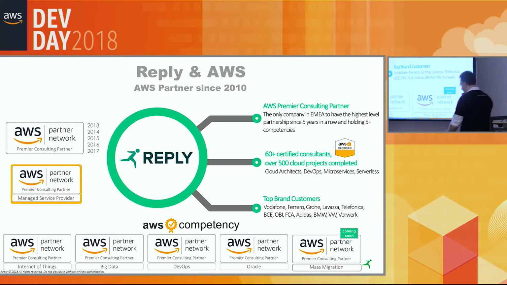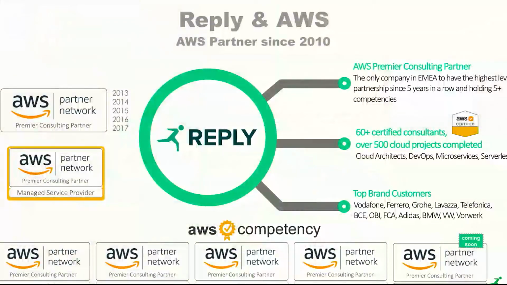And normally Reply works with corporations, with worldwide companies. You can see a few names there that you can recognize, worldwide brands, very present also on the German market, starting from the telco, Vodafone, Telefonica, but also the industries, the automotive, so all the automotive, BMW, Volkswagen, European Central Bank, Fiat Chrysler Group, and so on.